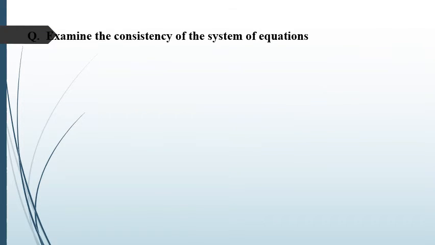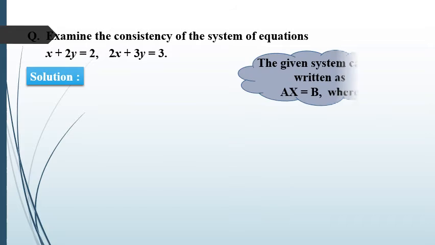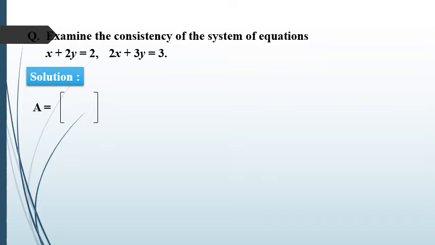So we'll consider an example. Examine the consistency of the system of equations x plus 2y equal to 2 and 2x plus 3y equal to 3. So write the given equations in the form of matrices. So matrix A is equal to 1, 2, 2, 3. Matrix B is 2, 3.